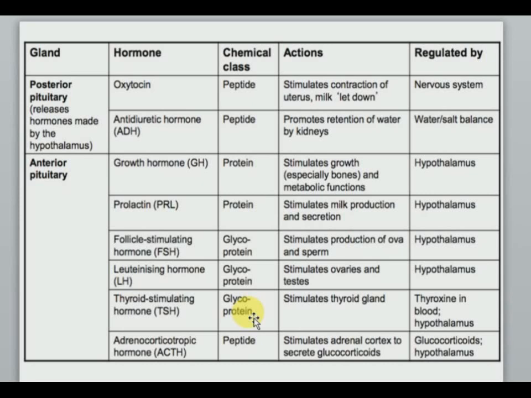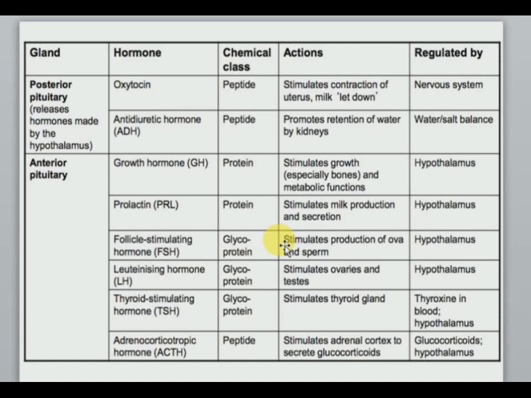Now, all the hormones, for example FSH, TSH, ACTH, that cause other glands to secrete their hormones are called tropic hormones, TROPIC. So all the hormones that work on other glands to make them secrete their hormones, those ones are basically found at the anterior pituitary gland. These hormones are called tropic hormones. Please bear that in mind.